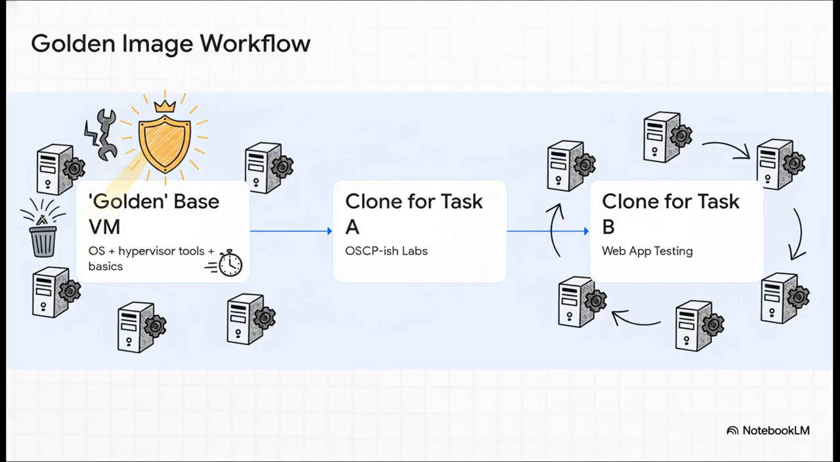Okay, so here's the workflow that's going to save your sanity. You build one pristine golden image, just the essentials, nothing more. Then, every time you start a new project, you just make a fresh clone of it. And if that clone breaks, who cares? You just delete it and clone a new one. Your recovery time literally drops from hours of troubleshooting down to like 2 minutes.